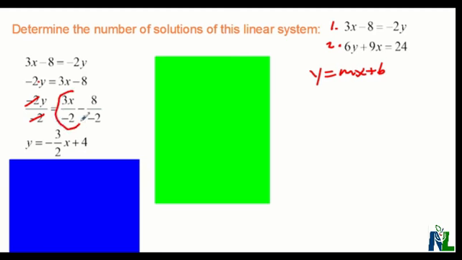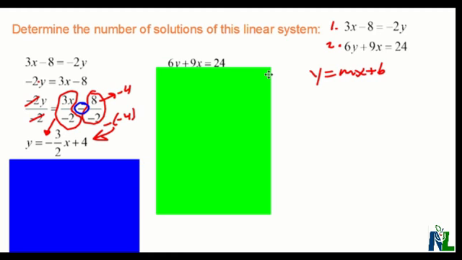3x divided by negative 2, that's going to be negative 3 over 2x. 8 divided by negative 2 is negative 4. But recall, in the middle here, you have a minus sign. So we've got minus a negative 4. That'll be plus 4. So I end up with y equals negative 3 over 2x plus 4. So the first equation is now rearranged. It's in y equals mx plus b form.